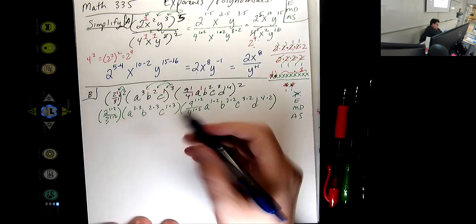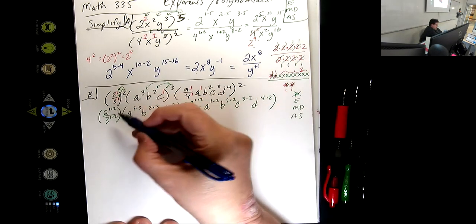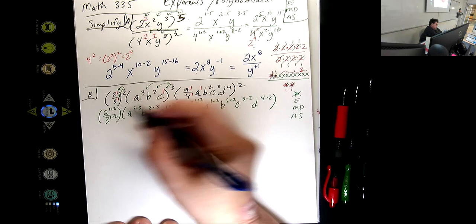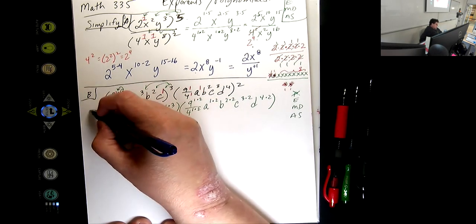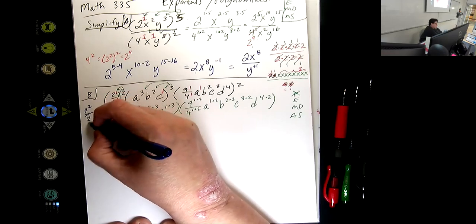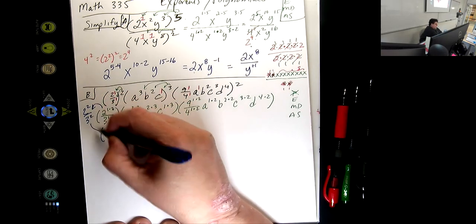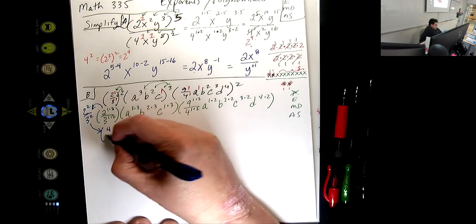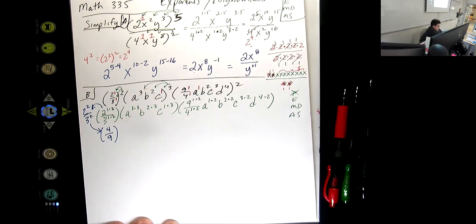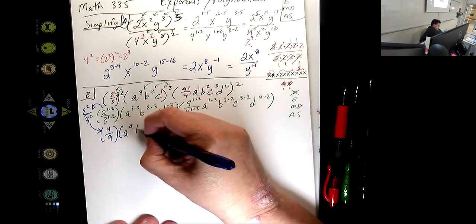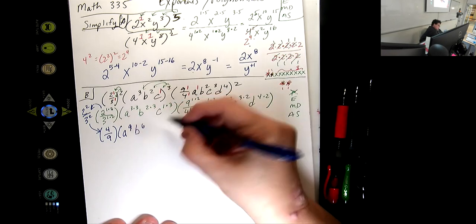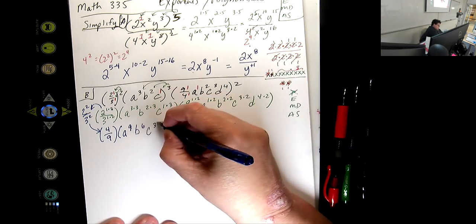All right, so now I'm going to do all that multiplication. I've got 1 times 2 is 2, so I've got 2 squared. I'm going to write this over here. That's 2 squared over 3 squared, and I'm going to fill it in as 4 over 9. And then I've got a to the 9th power, b to the 6th power, c to the 3rd power.